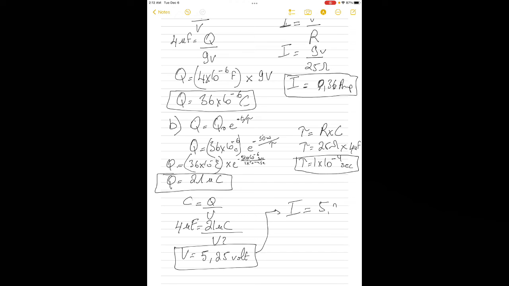That's 5.25 volt divided by the resistance, so that's 25 ohms. So the amp here will be equal to 0.21 amp.